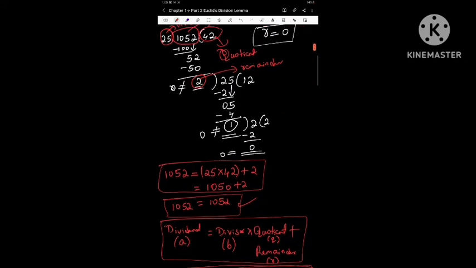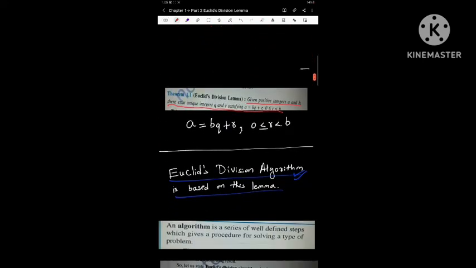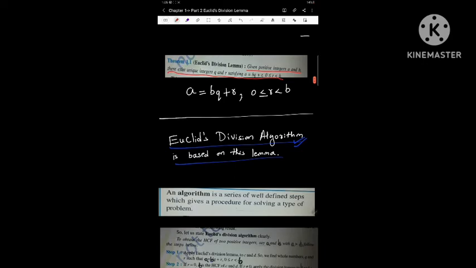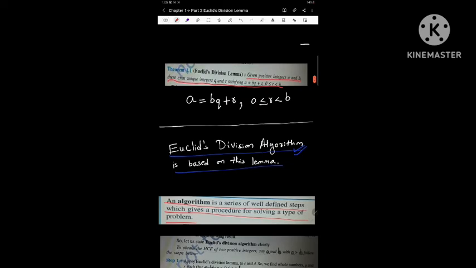Now let's move on to the next topic, that is Euclid's division algorithm. Euclid's division algorithm is based on this lemma itself. So what is an algorithm? An algorithm is a series of well-defined steps which gives a procedure for solving a type of problem. Now let's see how we can solve this in the form of an algorithm.